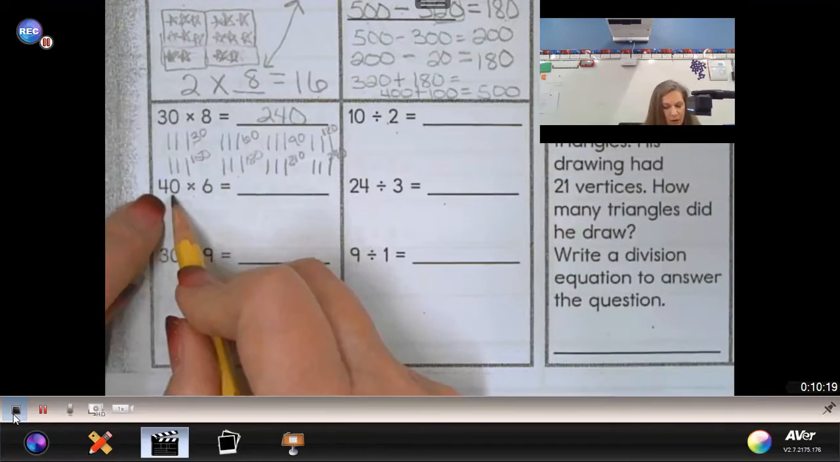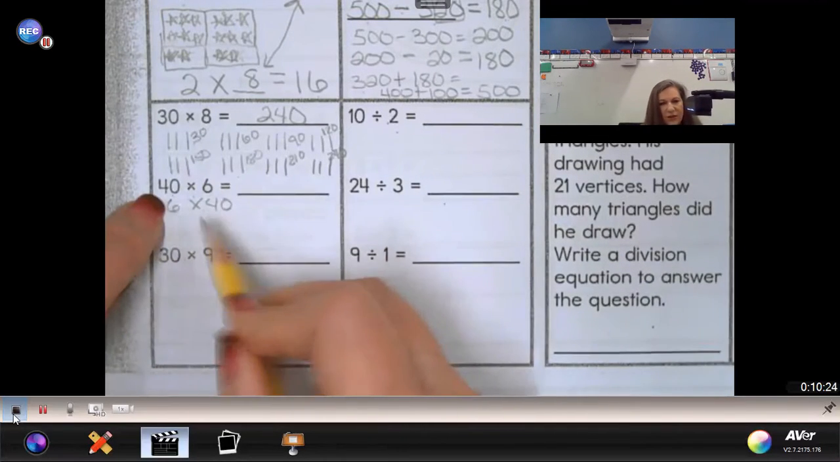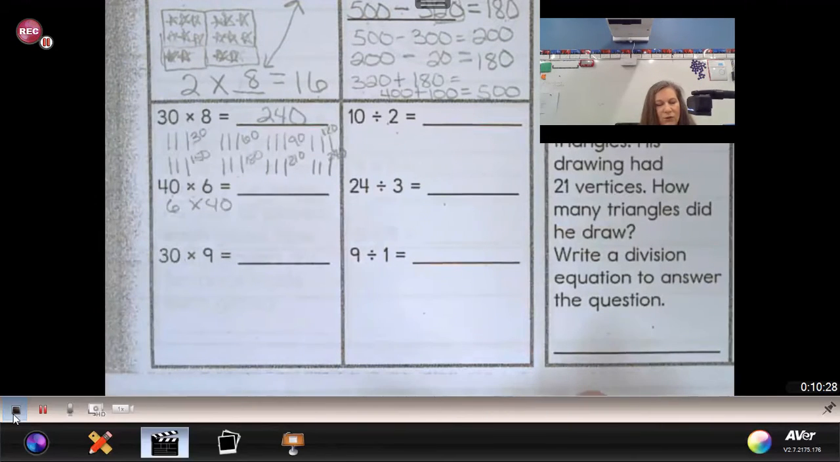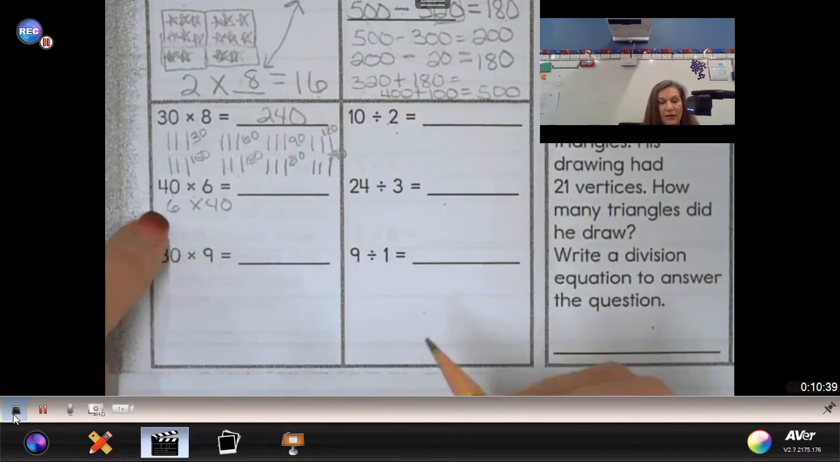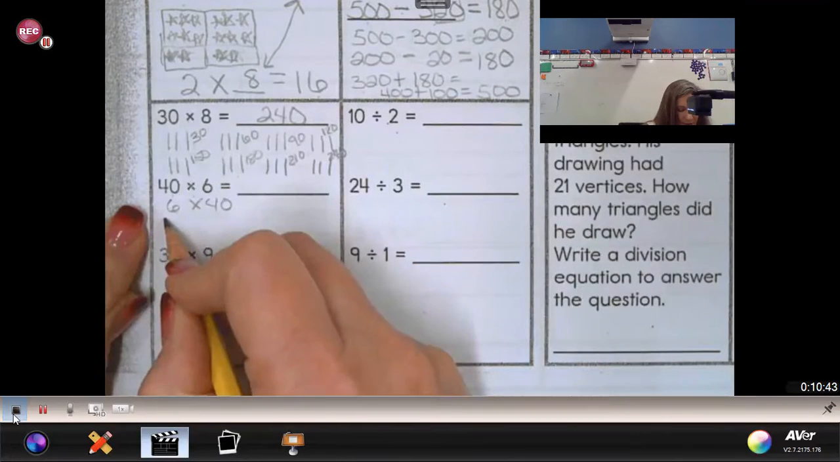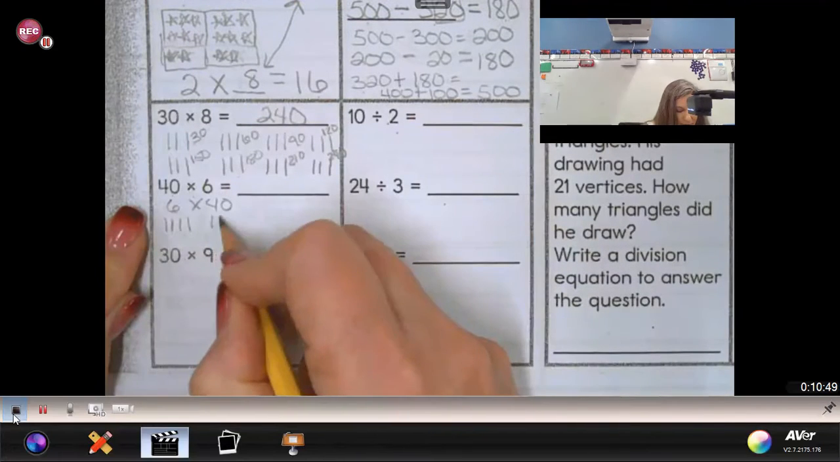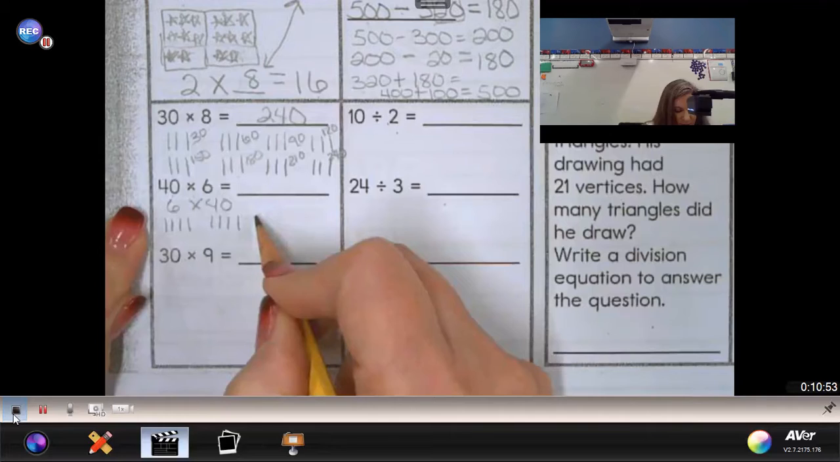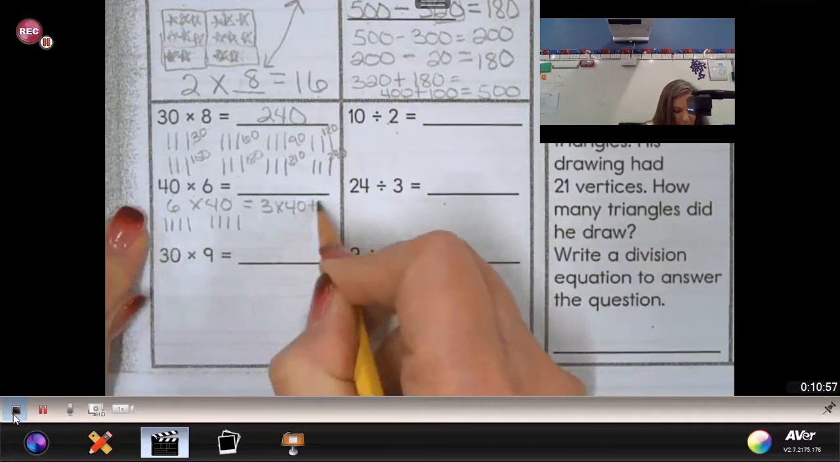Okay, now we can use 6 groups of 40. Remember, if we switch our factors, it does not matter. If we switch the factors, the product will be the same. So 40 groups of 6 is still going to be the same amount as 6 groups of 40. It's easier for us to add 6 groups of 40 than 40 groups of 6. So let's think about this. I have 10, 20, 30, 40, 80.